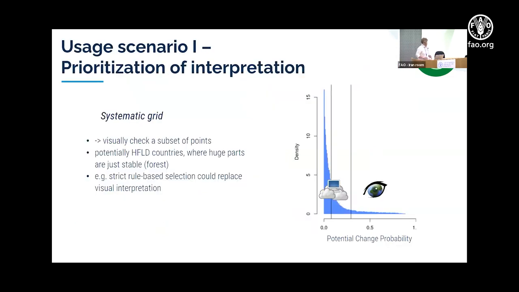Let's say the easiest thing to approach this is, we lay out this systematic grid and we basically trust the algorithms on the lower end of this change probability, and we expect higher variation on the higher end, and this is where we're going to look. So we just look at the subset of those, but treat everything the same way, which could, for example, be the case in HFLD countries, where you have huge areas of forest, and you know that in the core of the forest, probably you won't find any change. And so your change algorithms probably won't detect anything. If you have many algorithms that don't detect anything, you look into the time series, apply certain thresholds, you can be quite sure that nothing's happening.